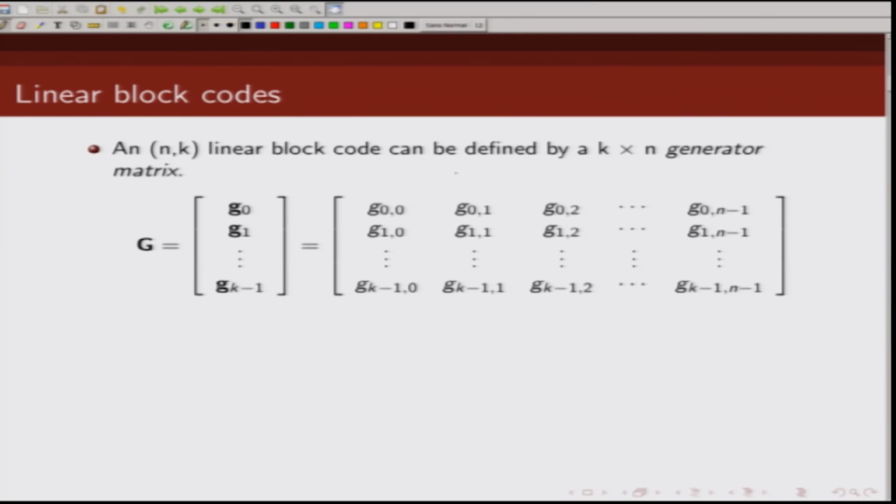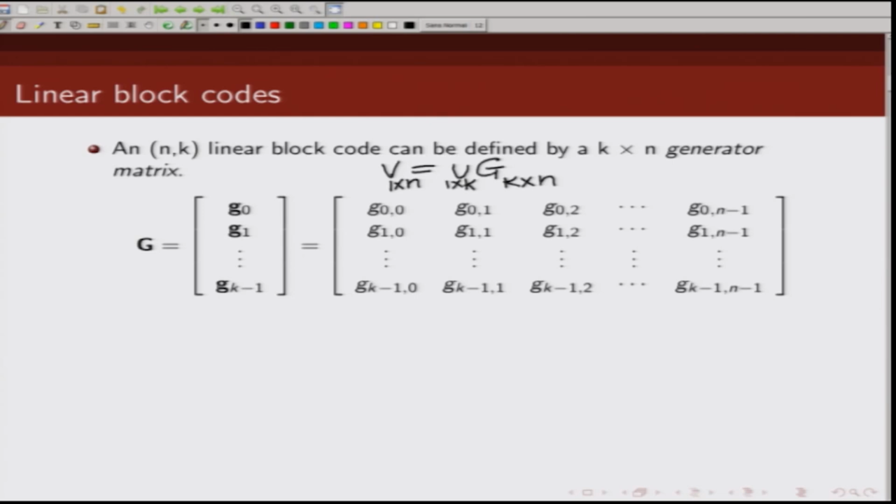So, if we denote the information bits by u and we denote our coded bits by v, then we can write v as u times G, where u is a 1 cross k vector, the generator matrix is a k cross n matrix, and our output coded bit is a 1 cross n vector. As the name suggests, the generator matrix is used to generate our code words. This generator matrix gives a mapping between the information bits u and the coded bits v.